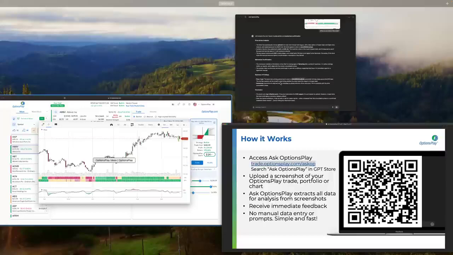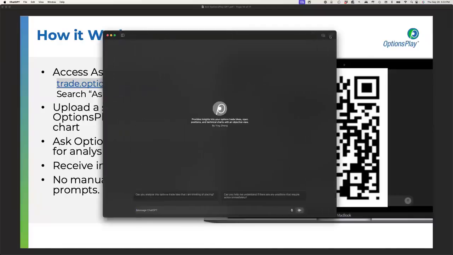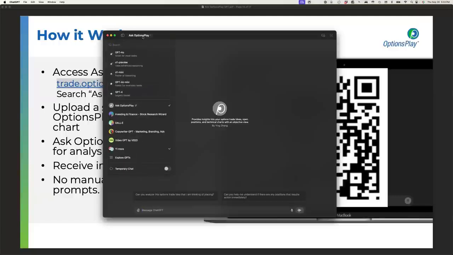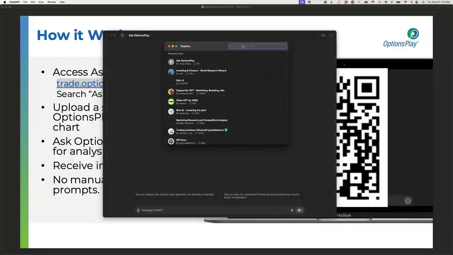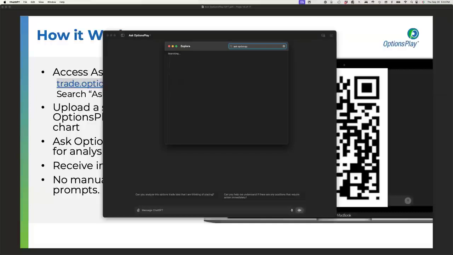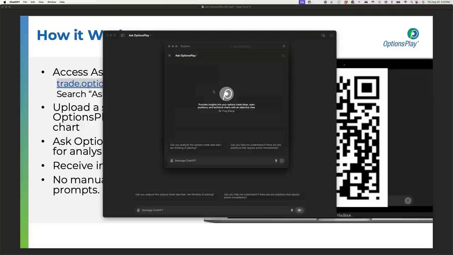So when you open up a new ChatGPT, you can select which model you want to use. And then you can also go to what's called Explore GPTs, right? That's the GPT store, and you can simply search for Ask Options Play. When you search for it, you'll see it. You click on it, and that will bring up an Ask Options Play window. You can simply click on Start Chat, and it'll bring you into this Ask Options Play chat, and you can start asking it.